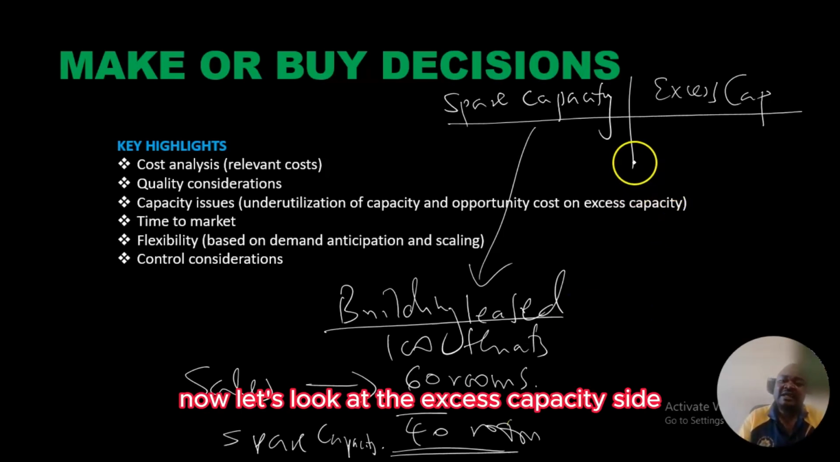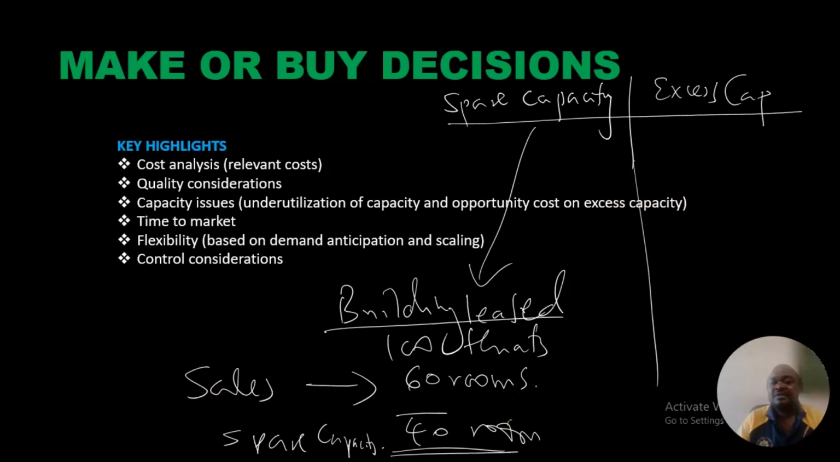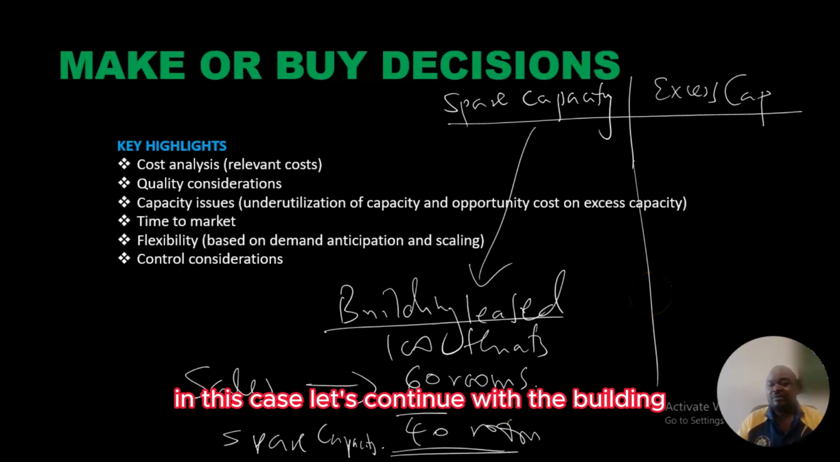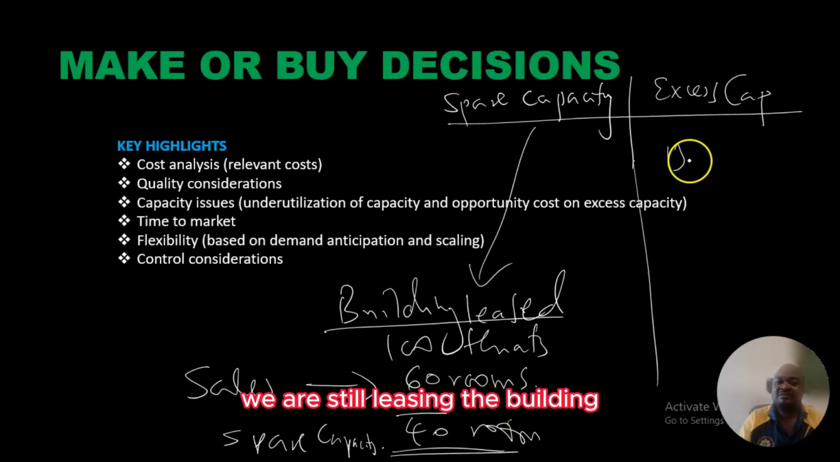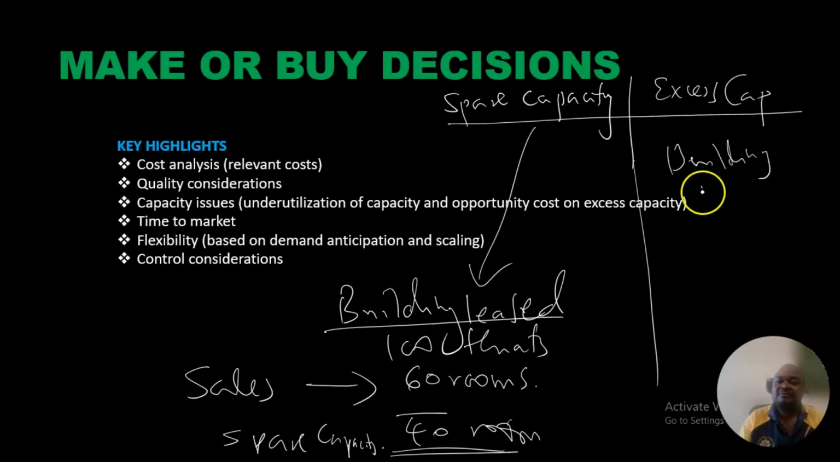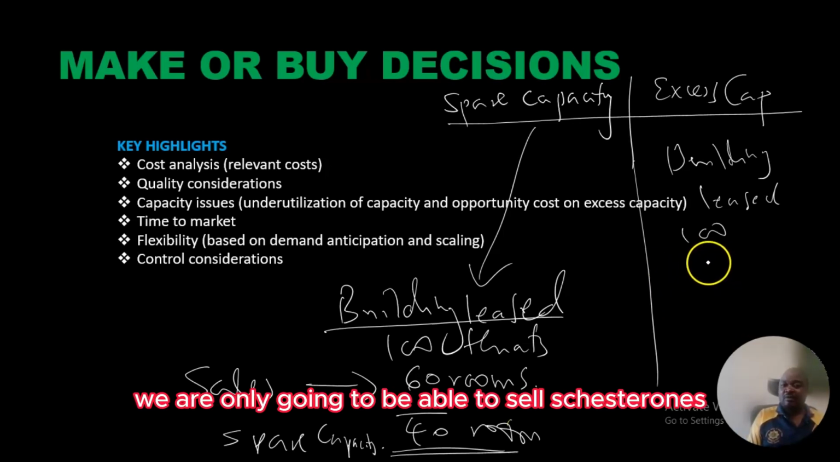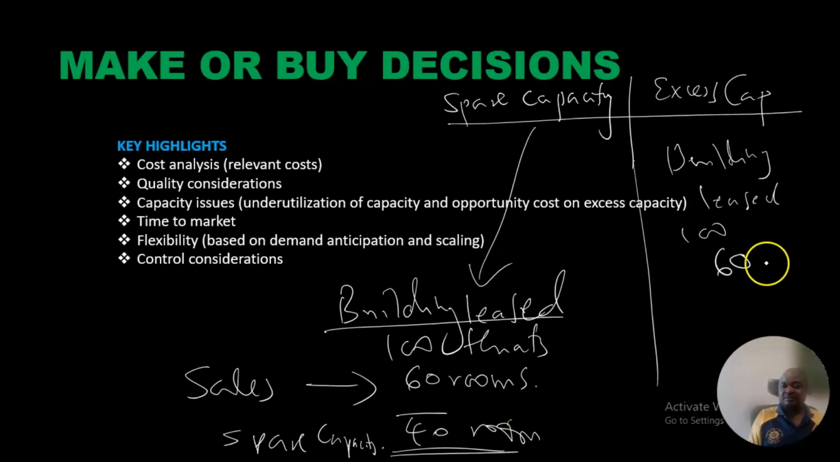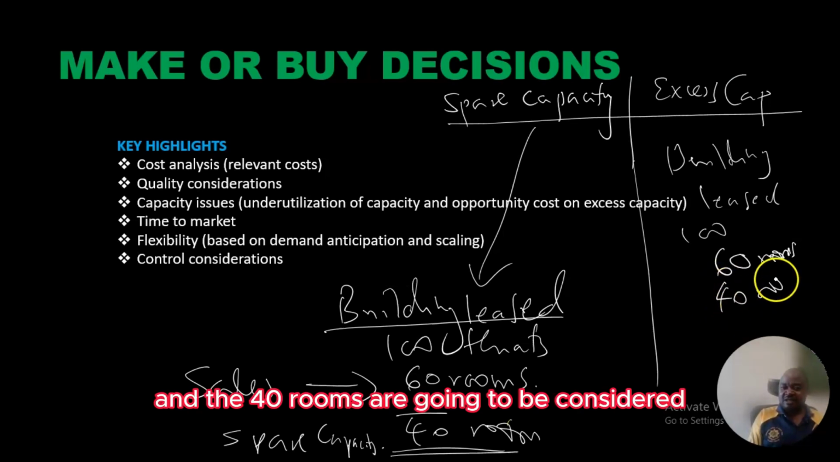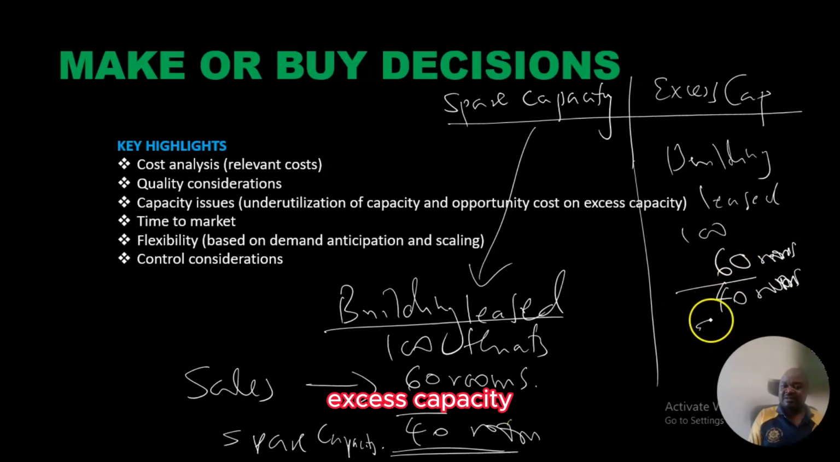Now let's look at the excess capacity side. In this case, let's continue with the building. We are still leasing the building. The rooms are still 100. And because of demand, we are only going to be able to sell 60 rooms. And the 40 rooms are going to be considered excess capacity.